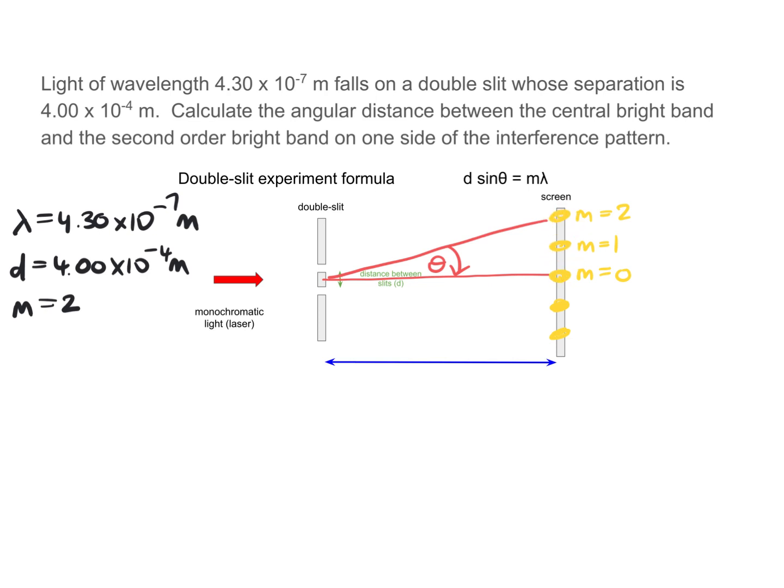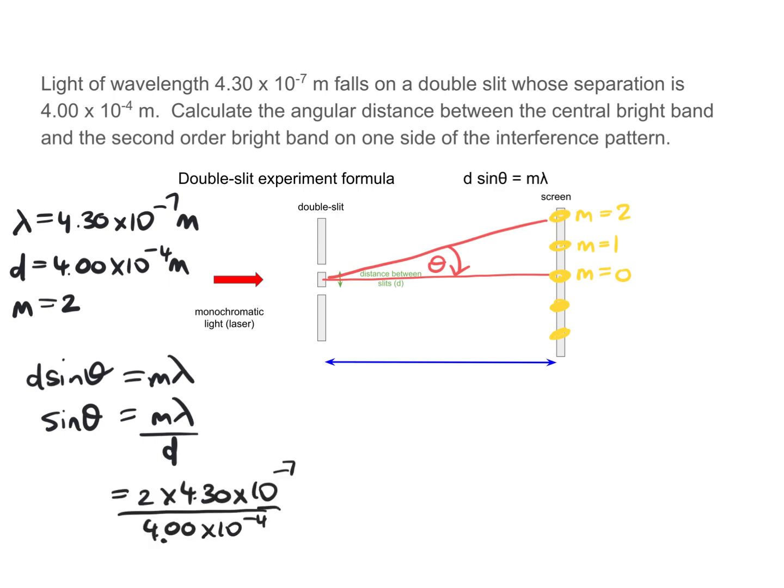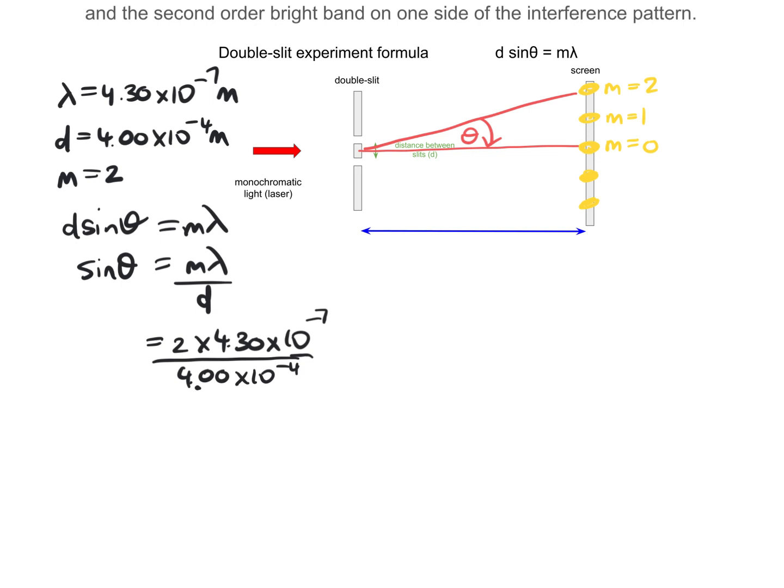So we can just use our normal double slit experiment formula from the data sheet, which says that d sine theta equals m lambda. Write down the equation and rearrange to make sine theta the subject. Then substitute your known values in. So we've got m equals 2, the wavelength of light, and the distance between the slits. And then don't forget to find the inverse sine to find the actual angle. Rounding our answer to 2 sig figs gets us 0.12 degrees.